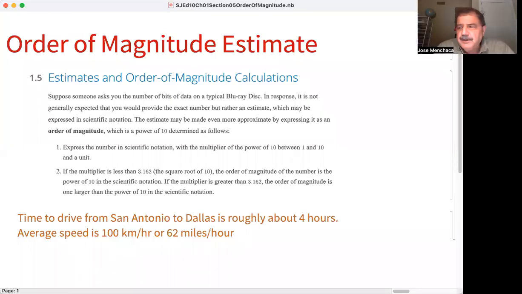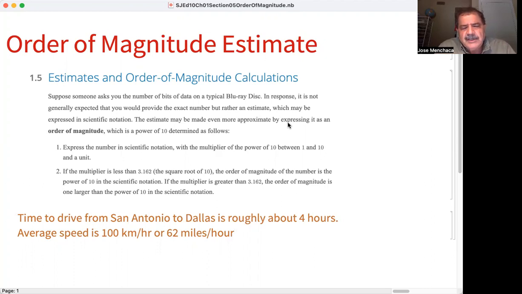Okay, based on some of the responses I've seen on the powers of 10 assignment, I don't feel I gave order of magnitude estimates a sufficient treatment. So I'm going to discuss it a little bit here in this video. So this first section here, I'm sharing my Mathematica file with you, and this first section is just right out of your book, section 1.5, estimates and order of magnitude calculations.